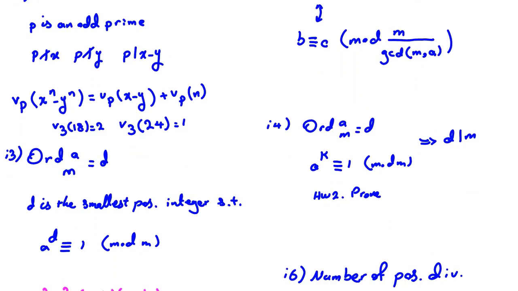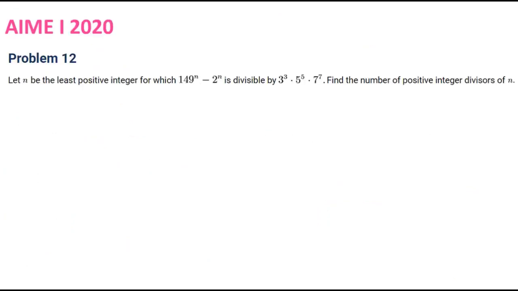Okay, so let's try the problem. AIME I 2020 problem 12. Let n be the least positive integer for which 149^n minus 2^n is divisible by 3^3 times 5^5 times 7^7. Find the number of positive integer divisors of n. Try this one first on your own.